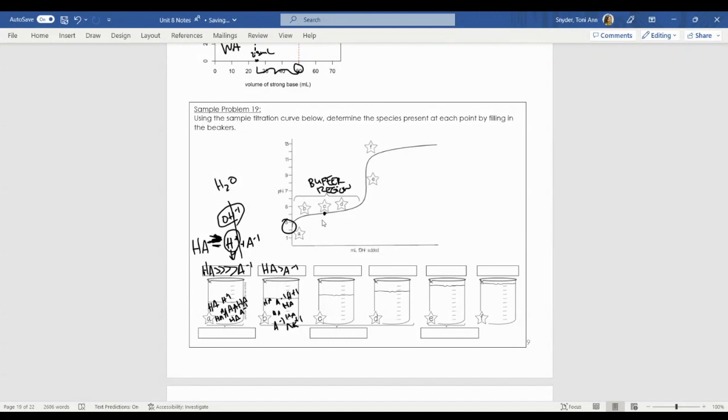At part C, okay, at part C, this is where your concentration of the weak acid is equal to the concentration of the conjugate base. This is where the pH is equal to the pKa, right?